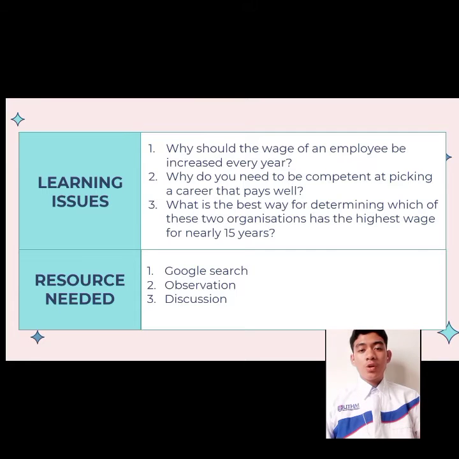There are 14 things we learned in our arithmetic progression filler table. First, why should the wage of an employee be increased every year? Second, why do you need to be competent at picking a career that pays well? Number 3, what is the best way for determining which of these two organizations has the highest wage for nearly 15 years? Next, we use Google search, observation, and discussion for our resources needed. That's all for me. Thank you.